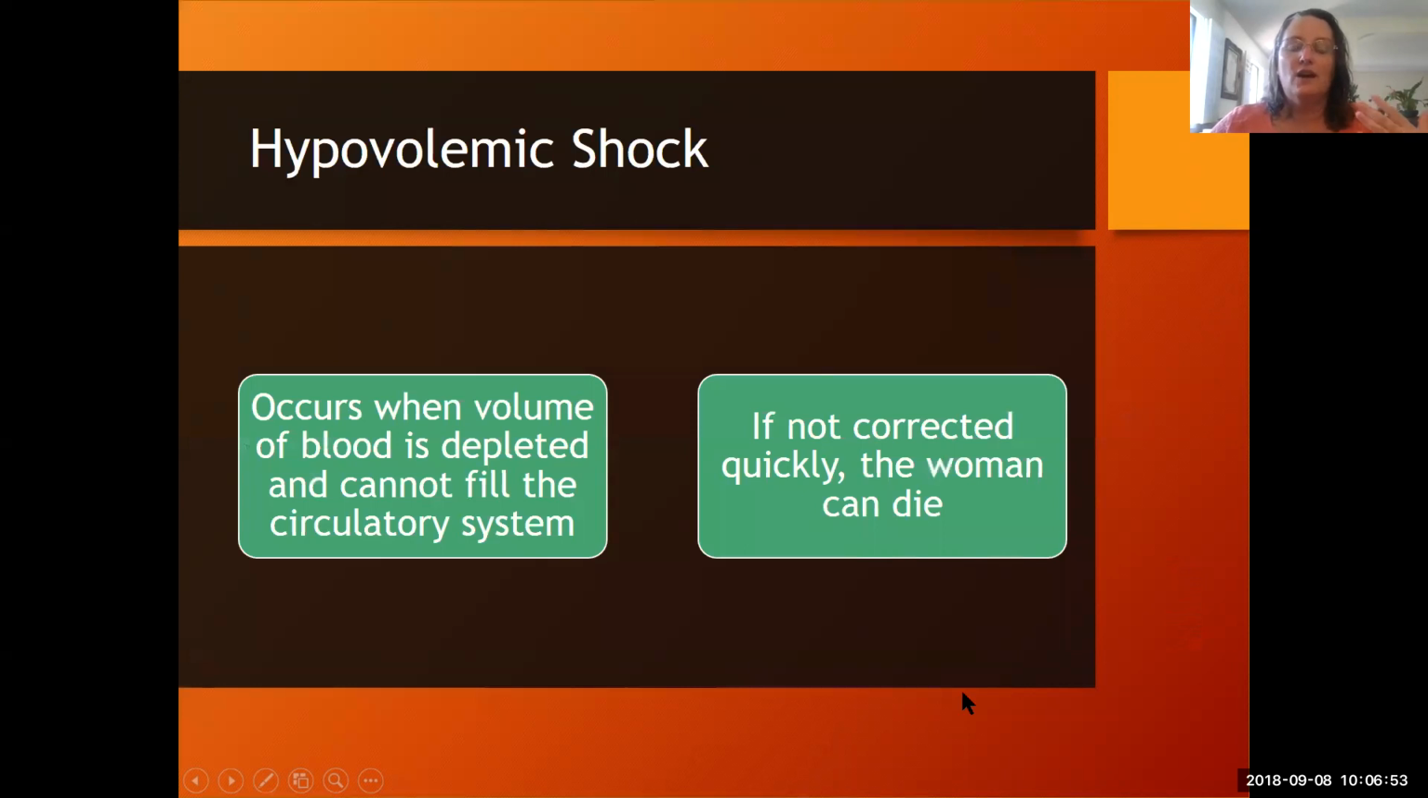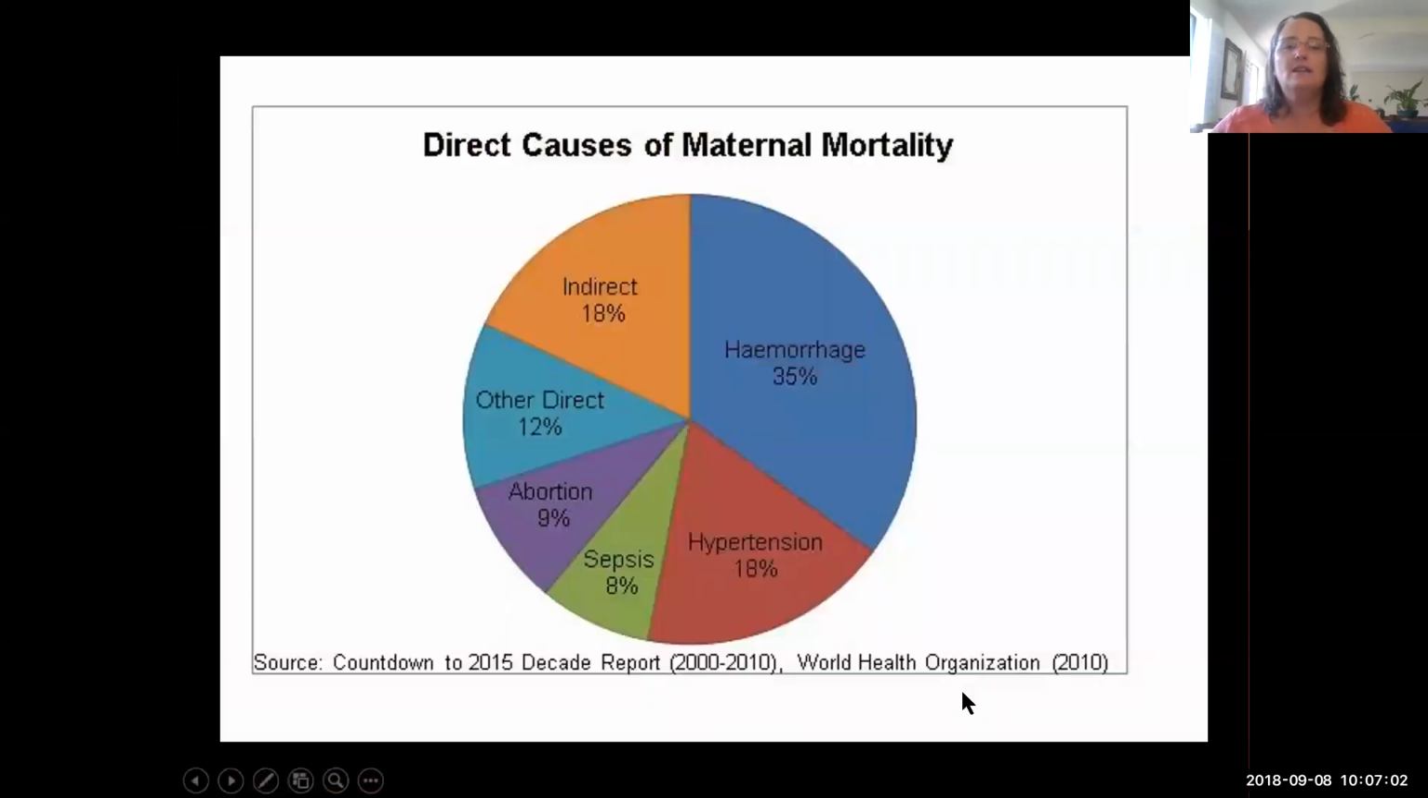So hypovolemic shock is when our blood volume is depleted and we're not getting our organs oxygenated. And if we do not correct it, the woman can die. She can literally lose her entire blood volume in just a few minutes. And in fact, it's one of the major causes of maternal mortality. If you look at this graph here, 35% of the people that die after childbirth die from hemorrhage. So more than a third.